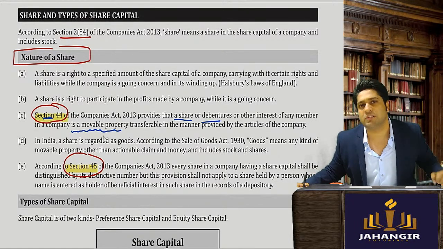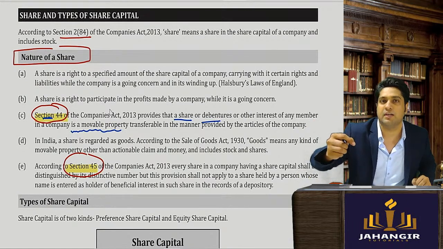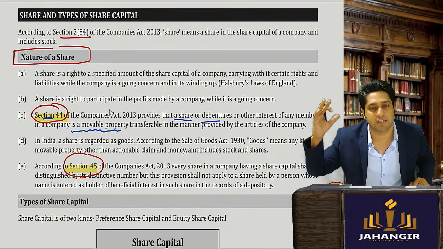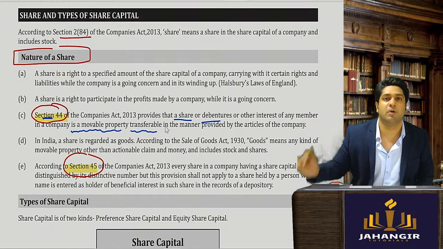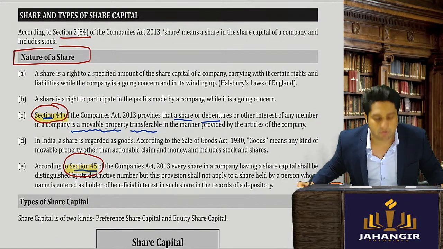So if it is movable, so what? So what if it is movable? So if it is movable, it is also transferable from one ownership to another person's name. So a share is also transferable and movable property. Section number 44. Now 45, what does it talk about?